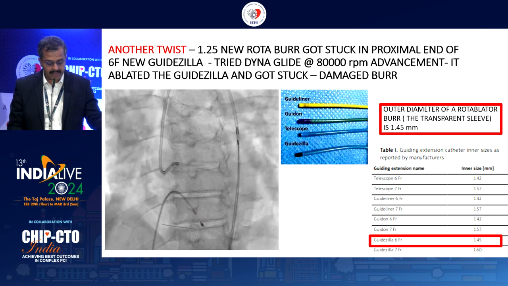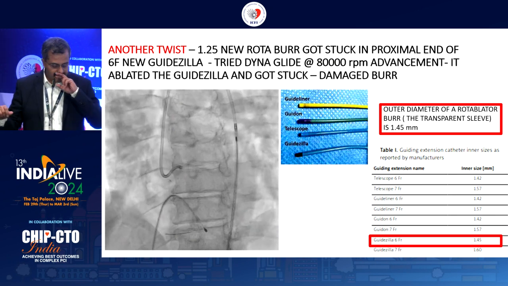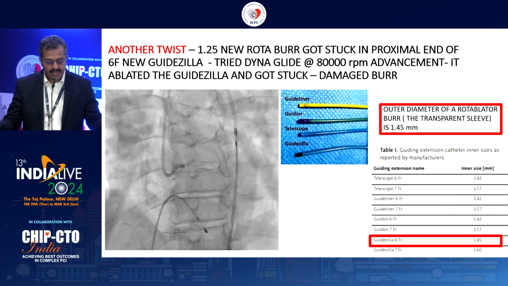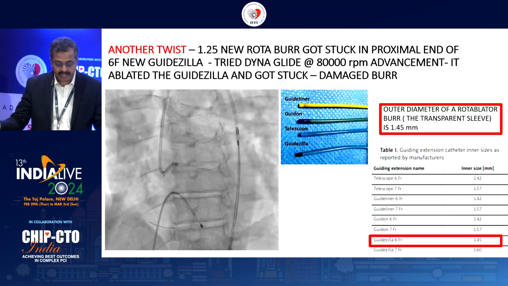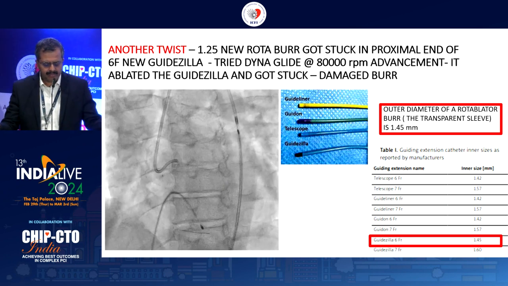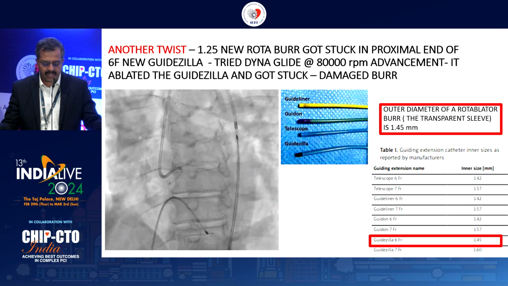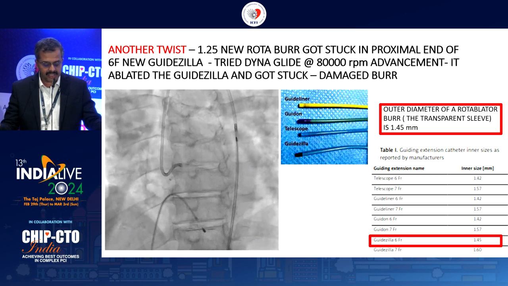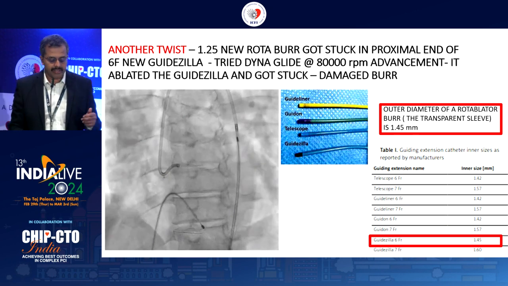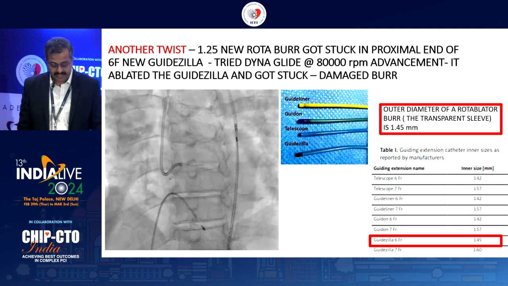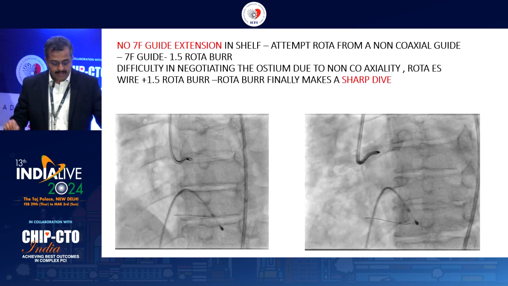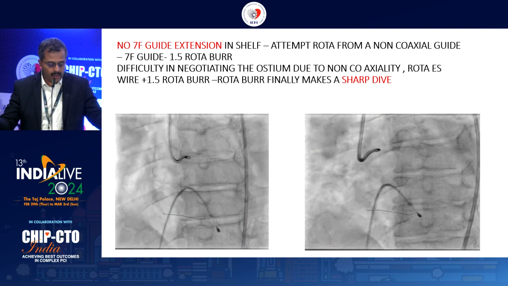You can see in the ascending, the guide in the descending aorta, the Rota bar gets stuck in the guide extension, and we tried moving in with the Dynaglide at 80,000 RPMs, but it just didn't get in. It actually got stuck in the Guidezilla, and in fact it damaged the bar. So the whole system was taken out.